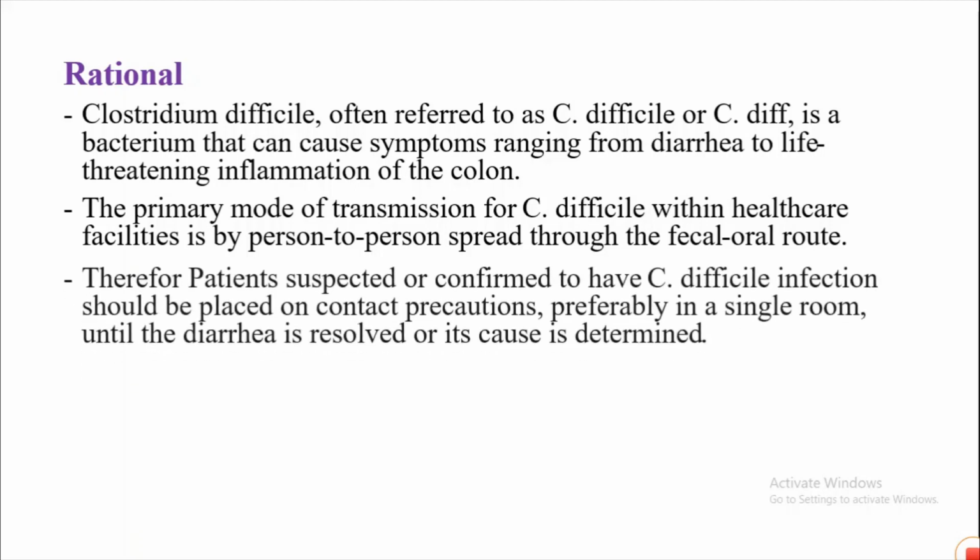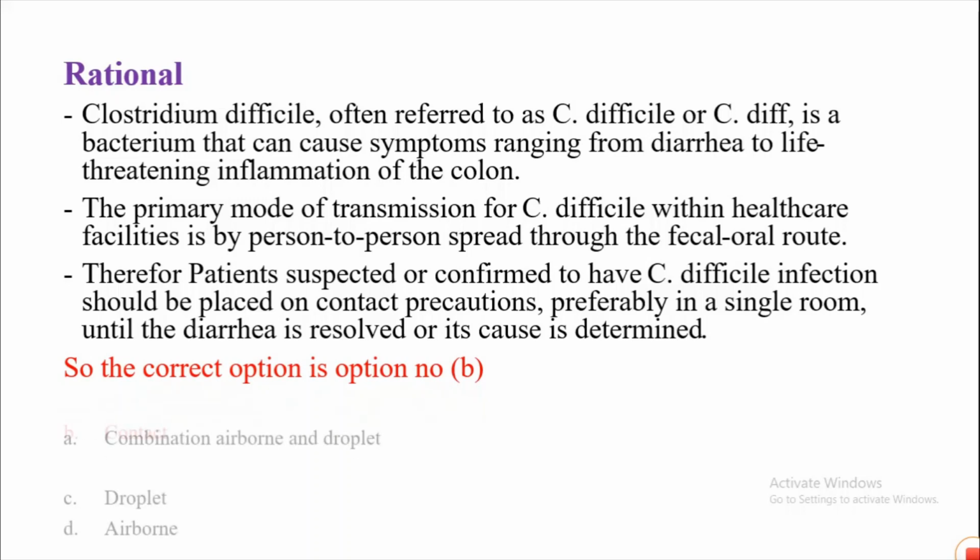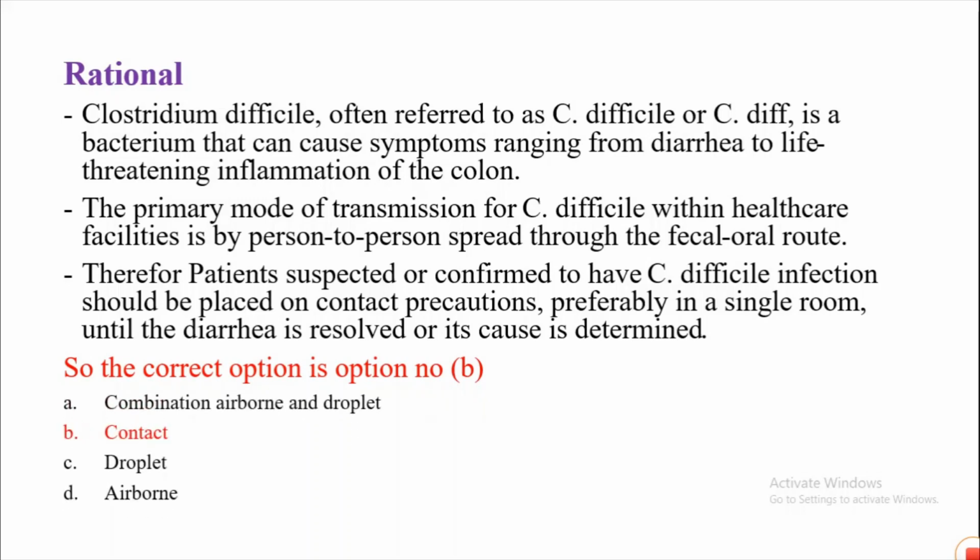So, patients suspected or confirmed to have C. difficile infection should be placed on contact precaution, preferably in a single room, until the diarrhea is resolved or its cause is determined. So, the correct option is option number B, which is contact precaution.